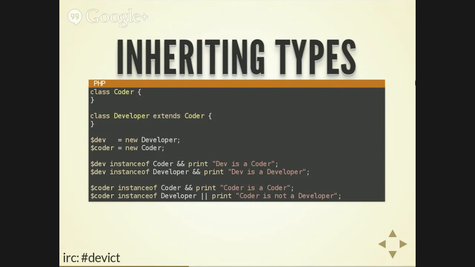So you could use instance of to say when I get an object in this function that I'm writing, if that object is an instance of coder, then I'm going to take some particular action on it. Or you could define a function that only accepts coders. If you give me anything that's not a coder, I'm going to complain. If you give me a monkey wrench or a banana, I don't know what that is. Coders, I know what coders are, so I can work with that.